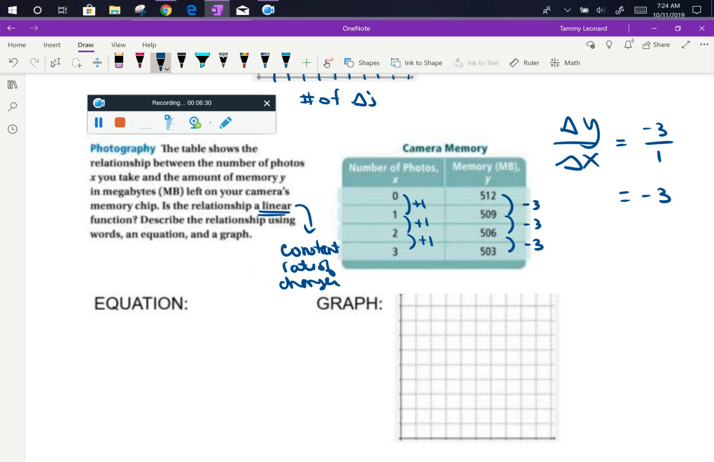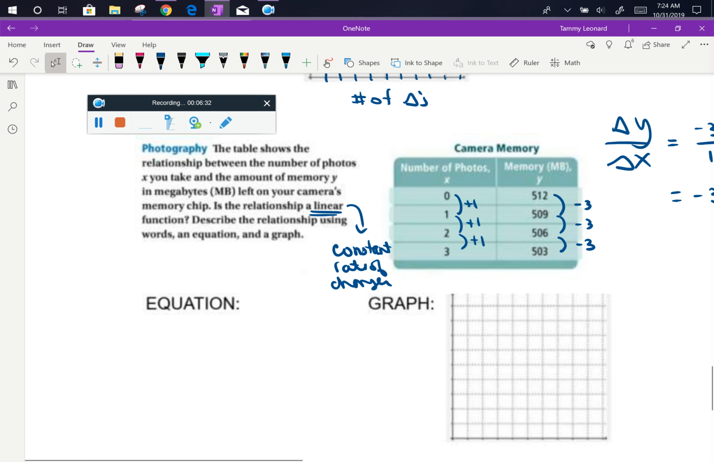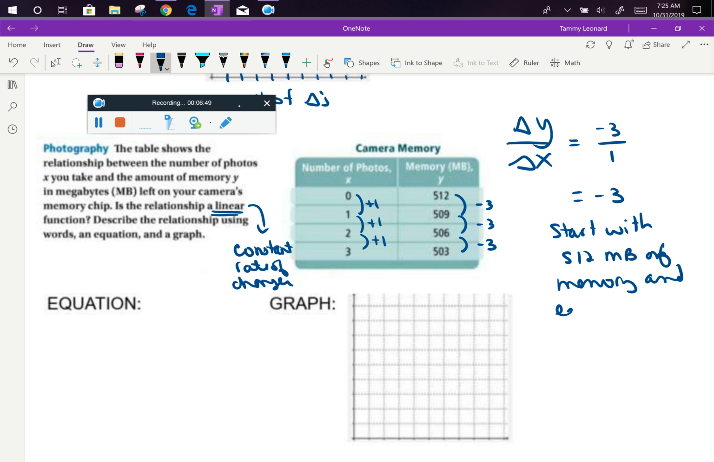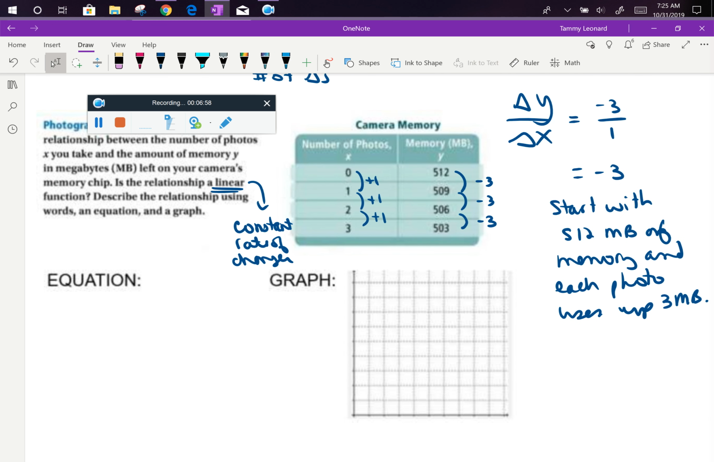So if we want to try to put this into words, it doesn't look like they gave us a very specific place to put this. We might say that we start with 512 megabytes of memory, and each photo uses up 3 megabytes. So that would be a verbal description of what's going on in this table.